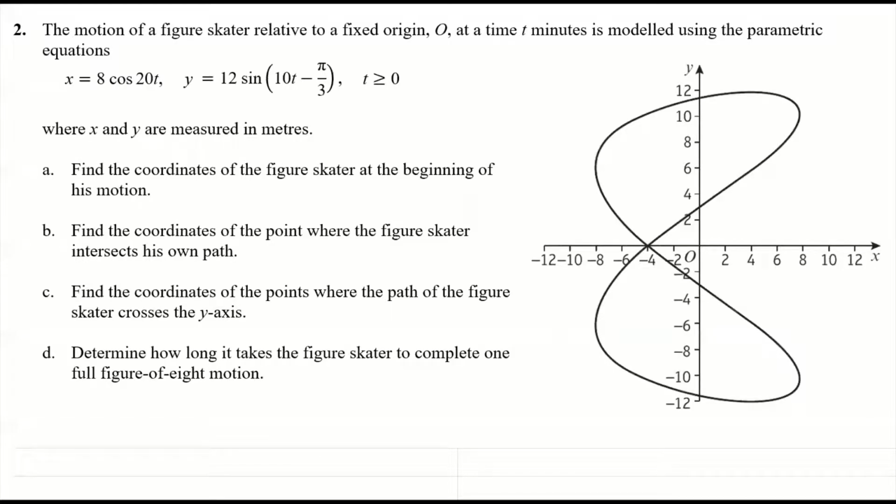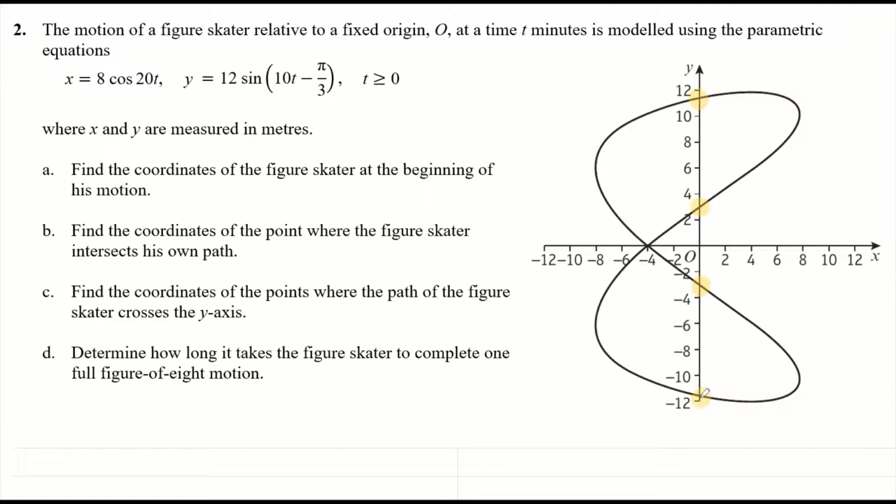All right, so now looking at question 2, part C, we have to find the coordinates of the points where the path of the figure skater crosses the y-axis. So the y-intercepts. Now, looking at the diagram, we've just verified the x-intercept at -4, 0. Now, the y-intercept, we have 4 points of intersection. Now, this means that we're expecting four solutions to this.